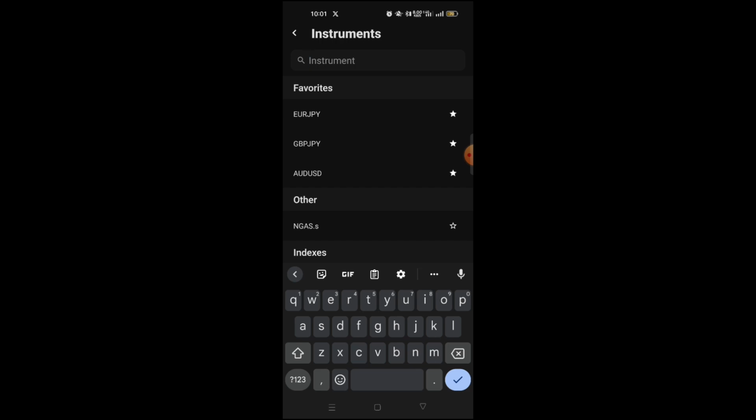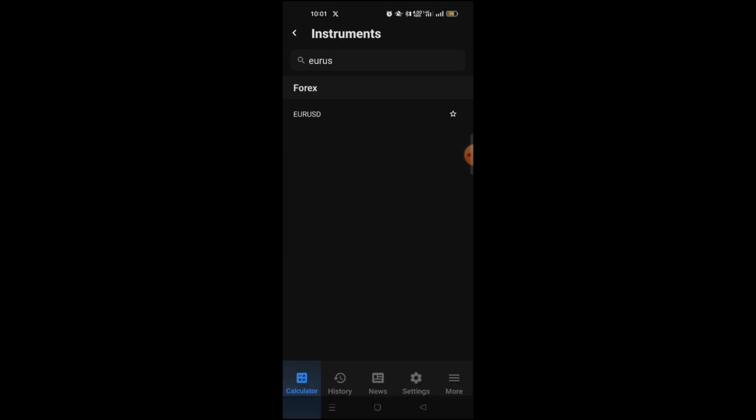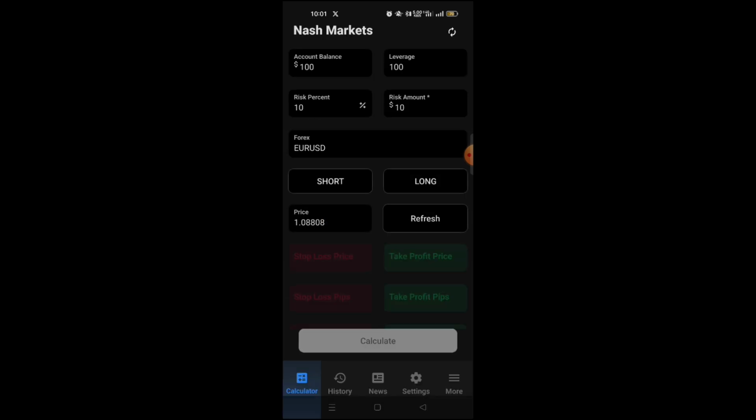So let's use EURUSD for example now. You want to risk $10. Let's say you've analyzed on your TradingView, or maybe someone sends you a signal that you should enter this trade. Before you place the trade at all, you just come to your Nash Market to input your entry, your stop loss, and everything. So it automatically calculates the lot size that you will use for your trade.